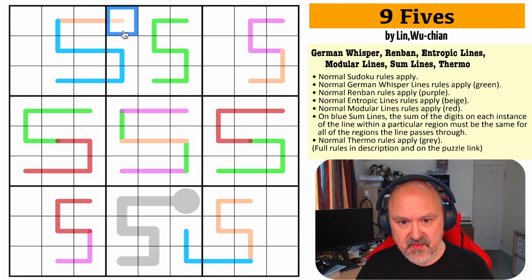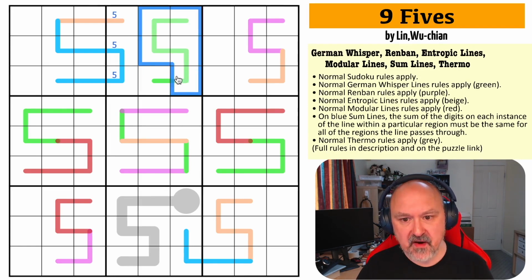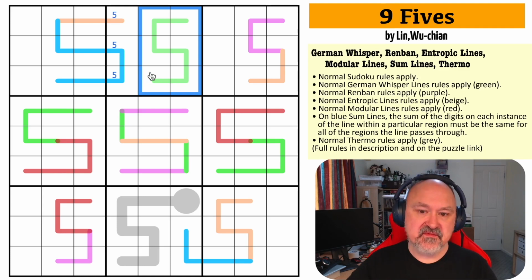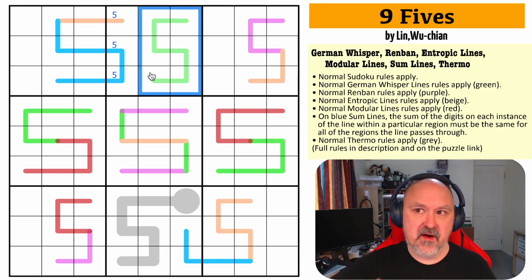So I can see a couple of things. First of all, there must be a 5 in here, because you cannot put a 5 on a whisper line, because the 5 difference means that if you went up from 5, you would hit 10 or higher. 5 down, you would hit 0 or lower. It doesn't work.